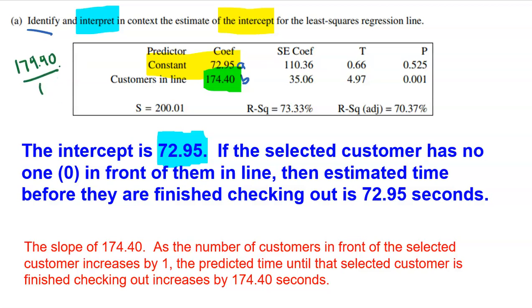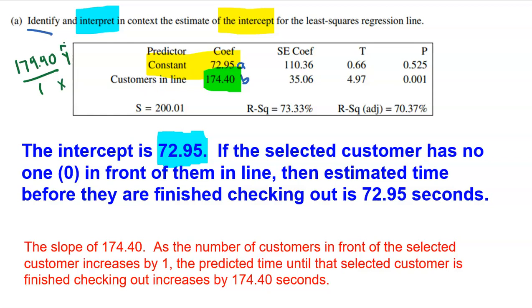When you think about slope, maybe back from algebra class, it's always rise, which is the change in your y's over the change in your x's. X's is the number of customers in line. Y, well, actually it'd be y hat because the line is for predictions. The predicted y would be the predicted time to check out.